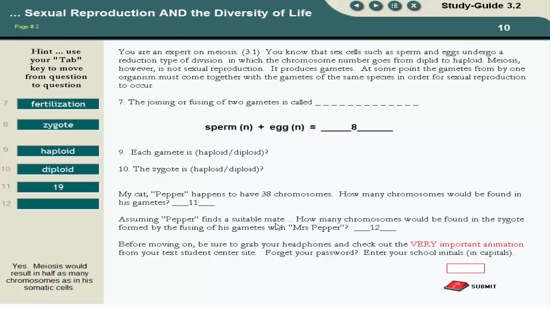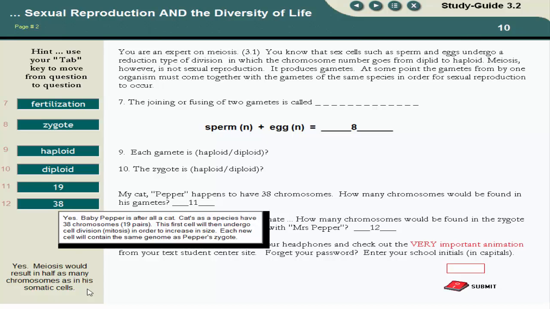Assuming Pepper finds a suitable mate, how many chromosomes would be found in the zygote formed by the fusing of his gametes with Mrs. Pepper? Okay, the fusing of gametes means 19 plus 19 equals 38. Yes, baby Pepper is, after all, a cat. Cats as a species have 38 chromosomes in 19 pairs. The first cell will then undergo cell division, mitosis, in order to increase in size. Each new cell will contain the same genome as Pepper's zygote.